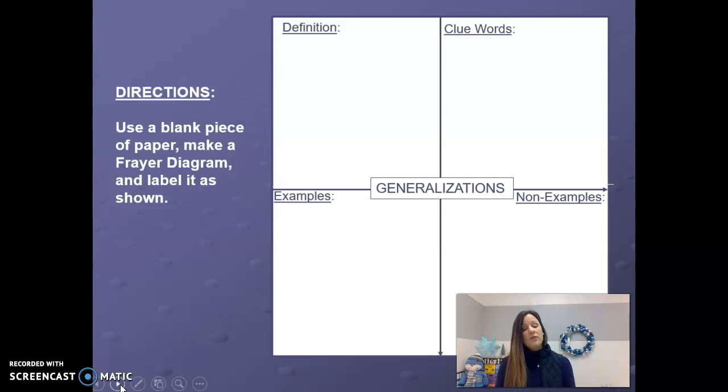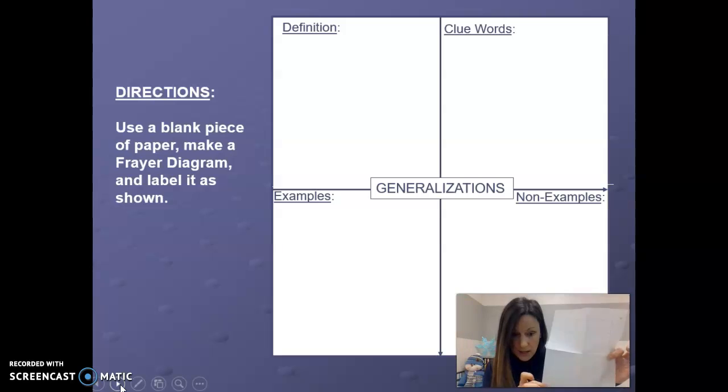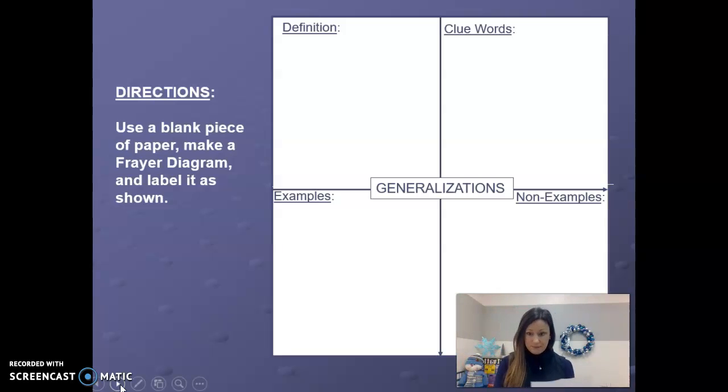All right, so before we move on, and we're going to take some notes here, what I'd like you to do is get a blank piece of paper and a pencil if you don't have one. And you're going to, we've done this before, you're just going to simply make a Freyer diagram where you're going to fold the paper in 4 equal parts. It can be a lined piece of paper like I have here, or it can be a piece of plain paper like you see on your screen.